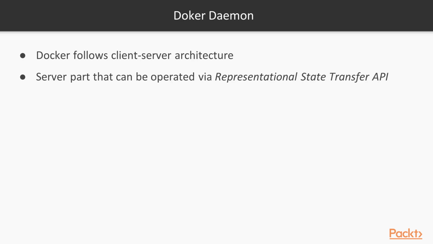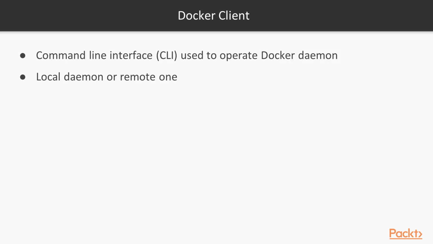Next are the Docker daemons. Docker follows a client-server architecture. The Docker daemon is the server part that could be operated via a representational state transfer API. Last one is the Docker client. Docker client is a command line interface, CLI, used to operate a Docker daemon. It might be a local daemon or a remote one. The last three concepts are the key for drafting the architecture of Docker.